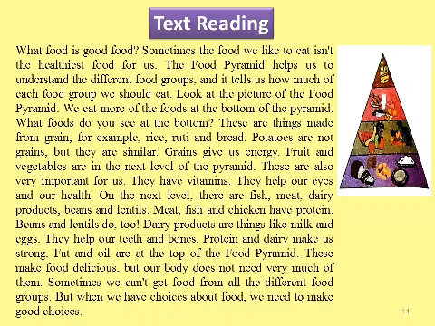These are things made from grain. For example, rice, roti, and bread. Potatoes are not grains, but they are similar. Grains give us energy. Fruit and vegetables are in the next level of the pyramid. These are also very important for us. They have vitamins. They help our eyes and our health.